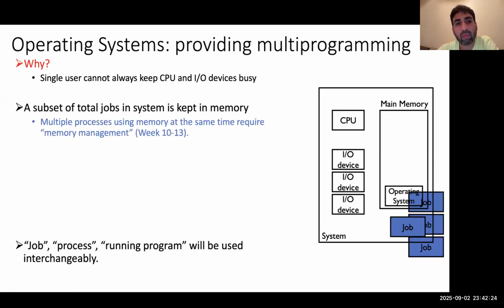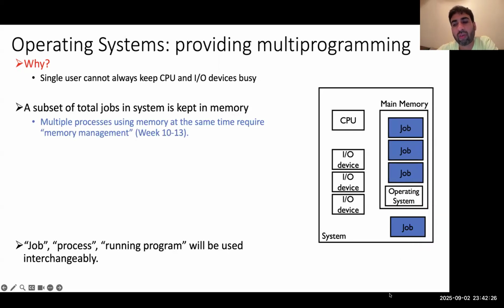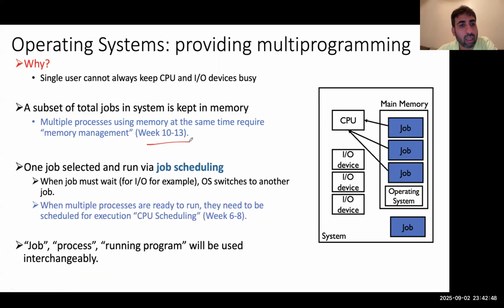So first we load those programs from our storage into the main memory, the same main memory where our operating system is also residing, right? So now we have multiple processes which use the memory at the same time. Now we need to do memory management among them, but we will not talk about that right now. We will cover that later in weeks 10 to 13, memory management, right?